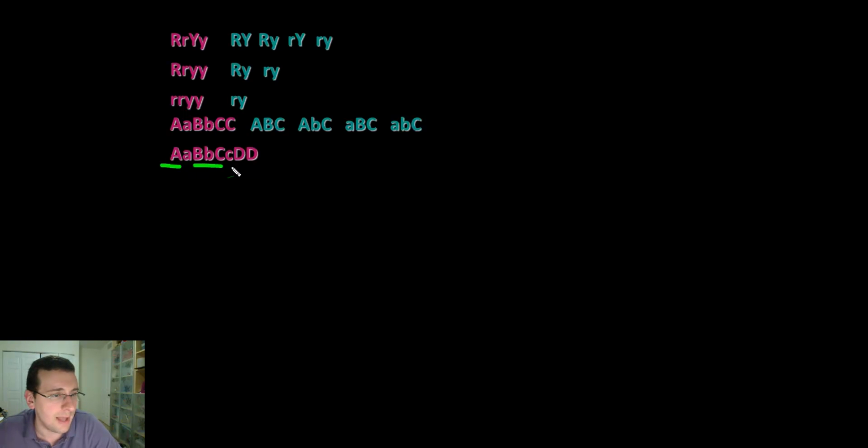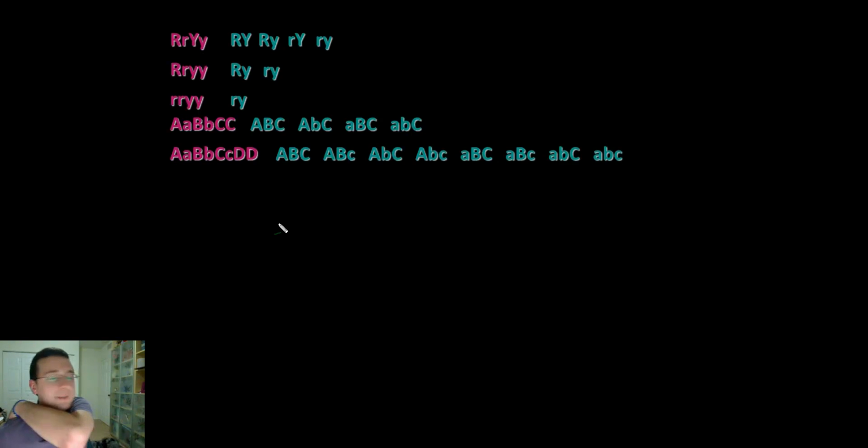Well, 2 to the power of the number of hybrids. How many hybrids do you see? This is not a hybrid, so you don't count it. You have 1, 2, 3 hybrids, so that's 2 to the power of 3, which will be 8 gametes. Now, if you actually distribute and try to find all the gametes, you see that it has these 8 gametes.